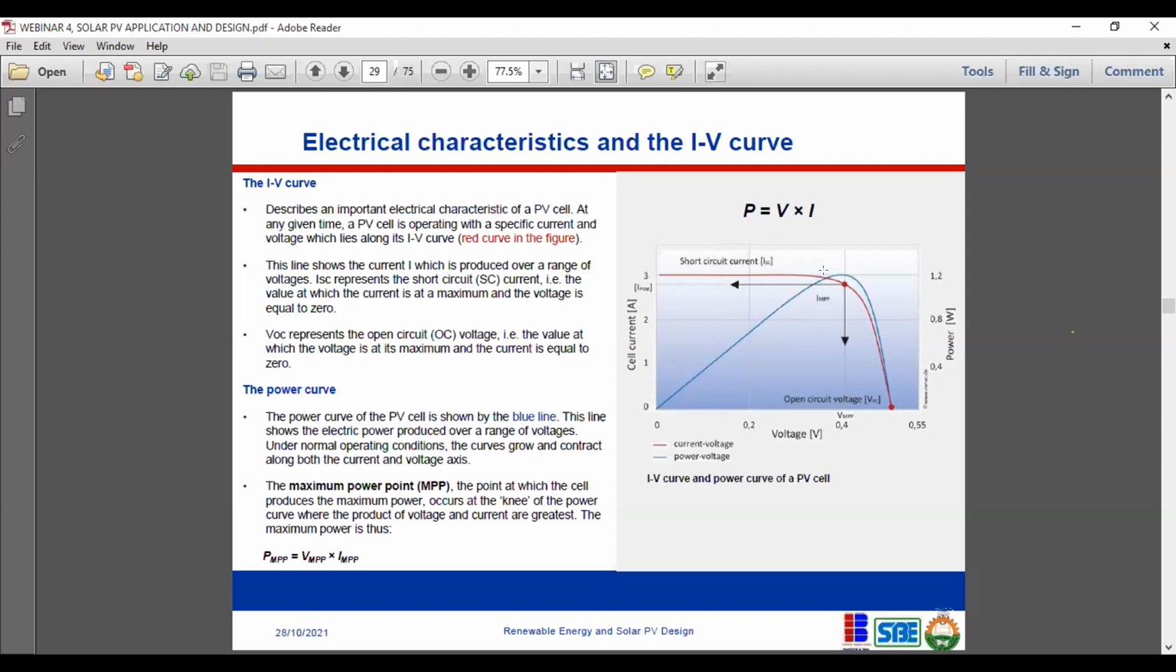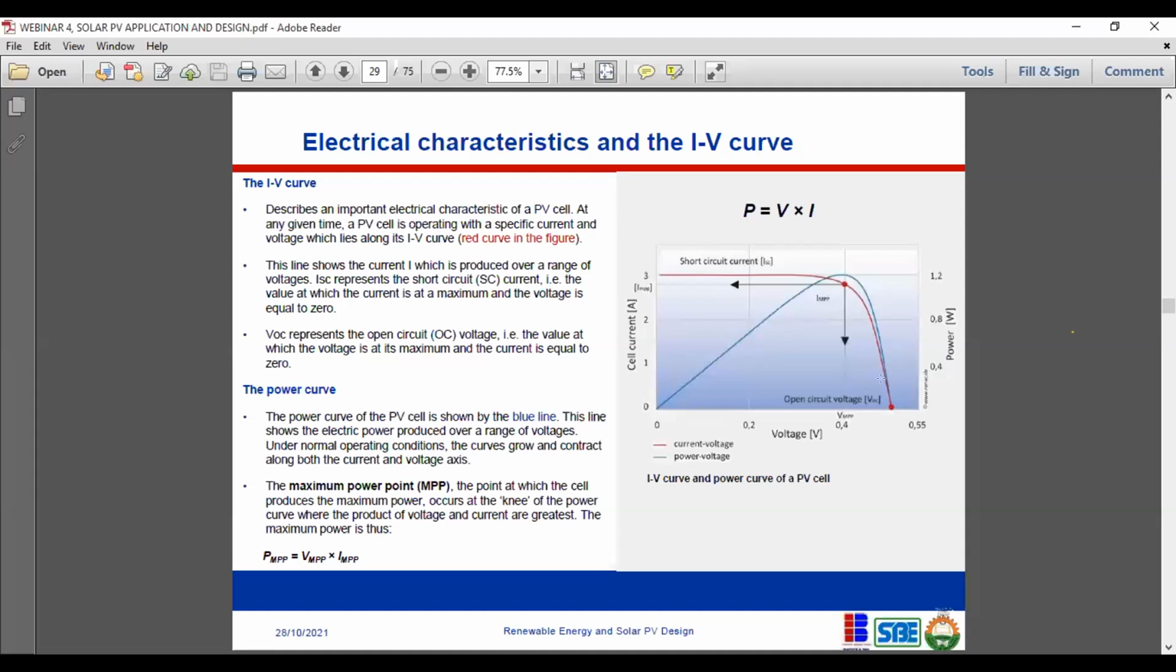Now let us look at the IV curve, this red curve that we're seeing. This is the vertical axis, and it represents the current, and the horizontal axis represents the voltage. I'll take that once again. The vertical axis represents current. The horizontal axis represents voltage. This red line we're seeing is the current at different voltages.